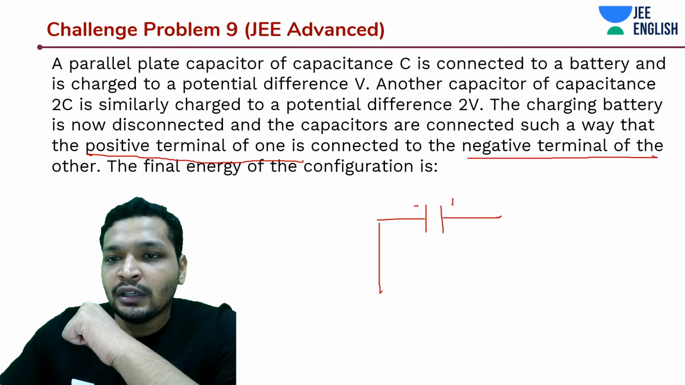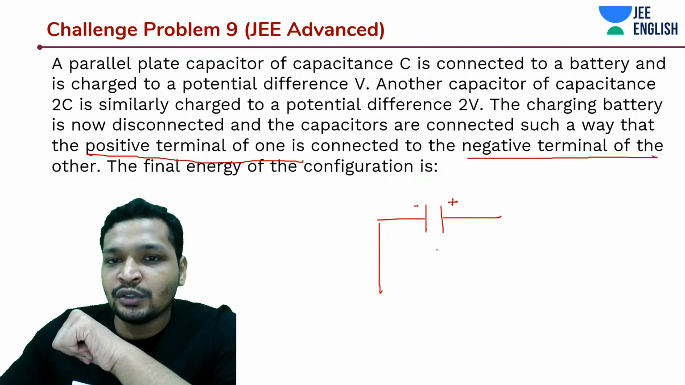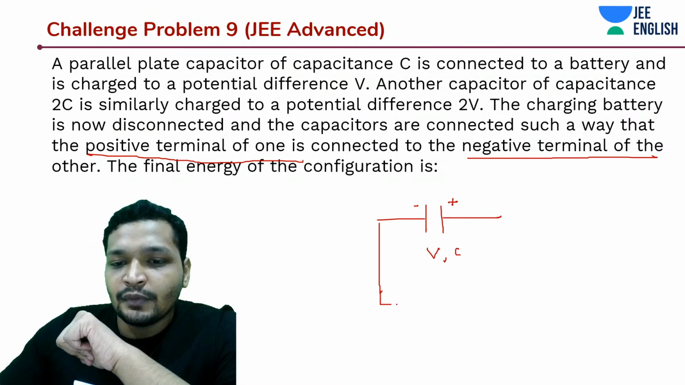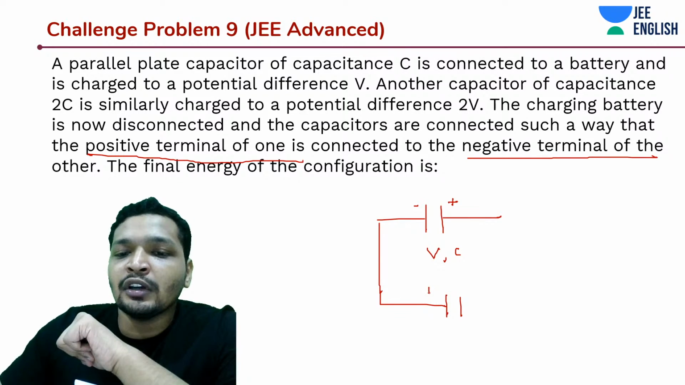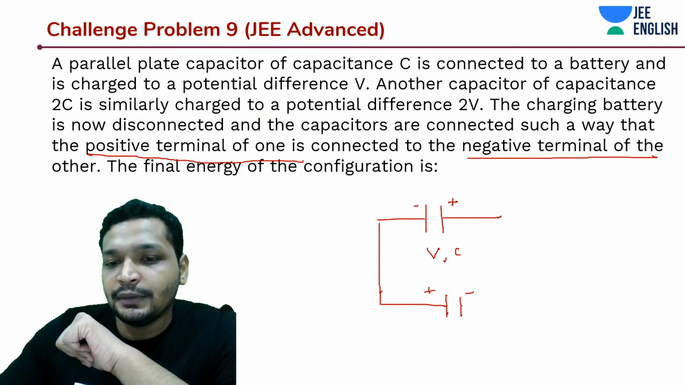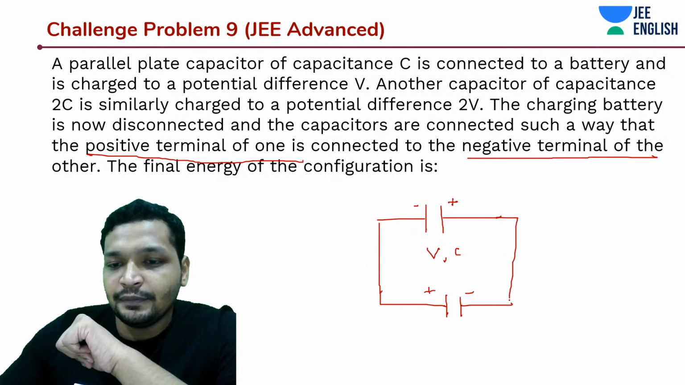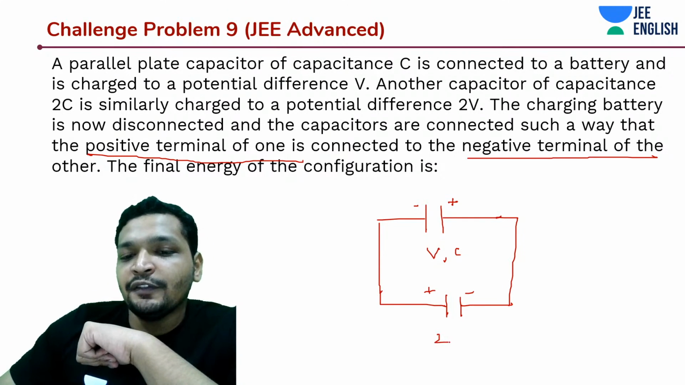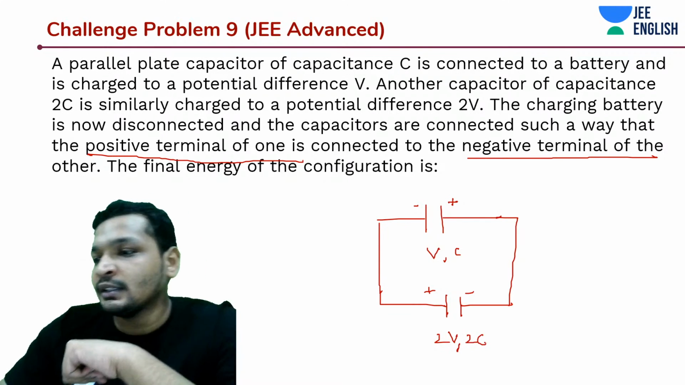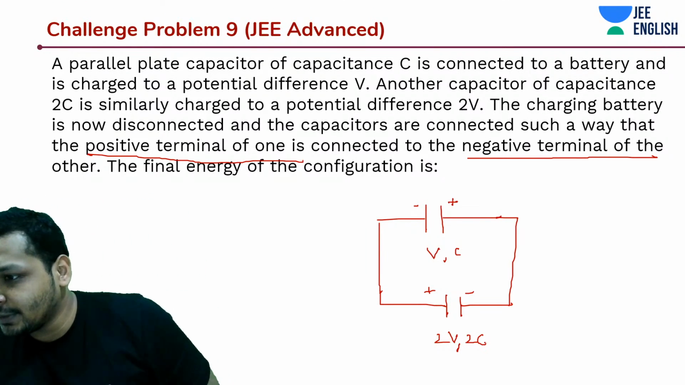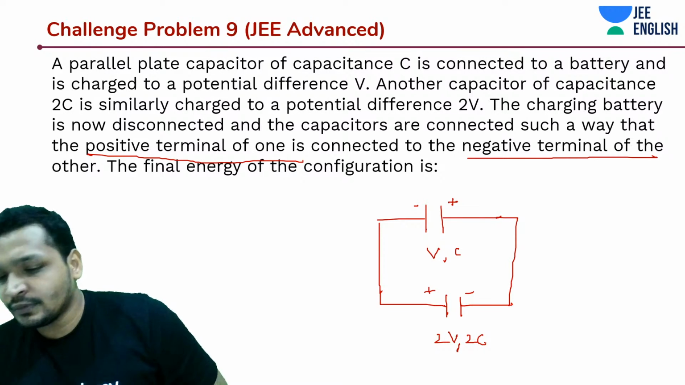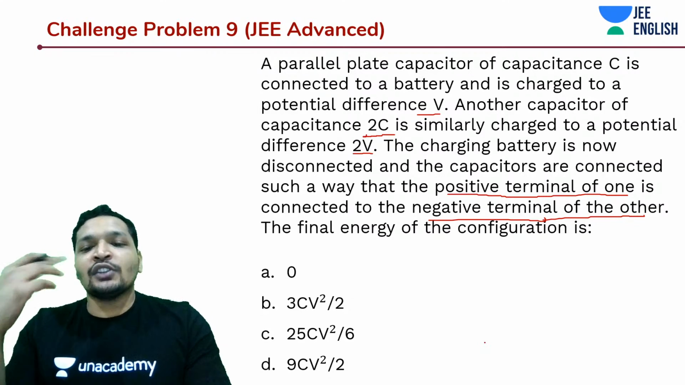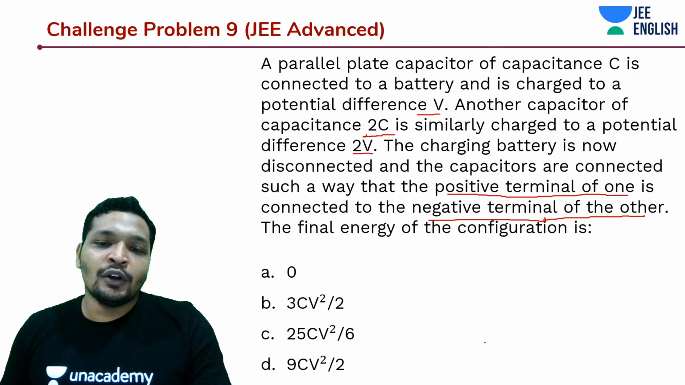If this was the negative terminal of the capacitor charged to V with capacitance C, then you connected it to the positive terminal of another capacitor. That is what has happened, right? I believe most of you who made the mistake did so because of this. Okay, all right. So this is all you have to do. Now you know how to work on this problem.